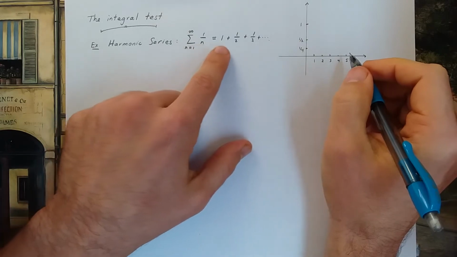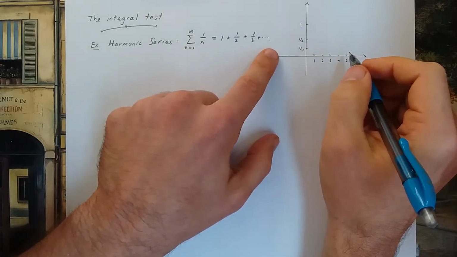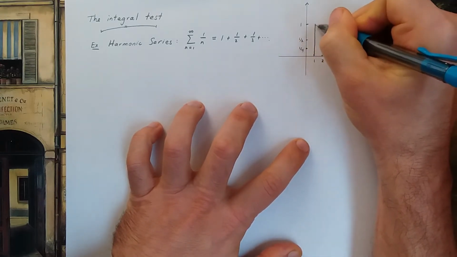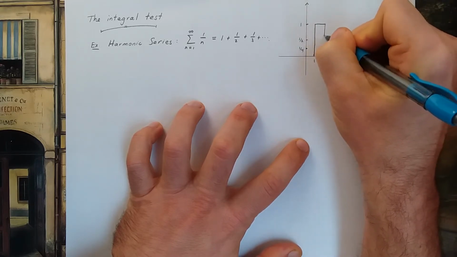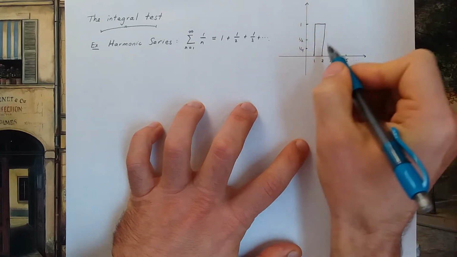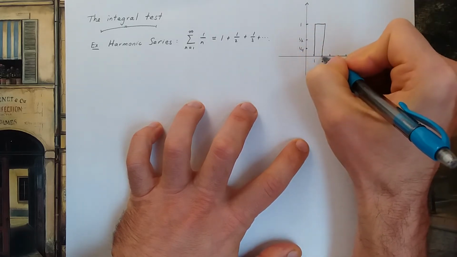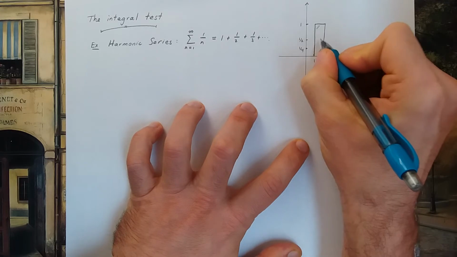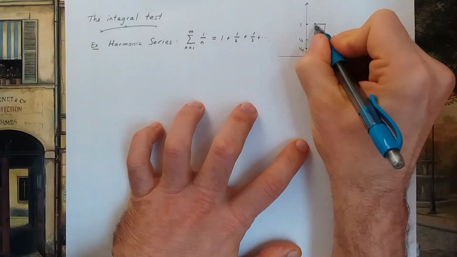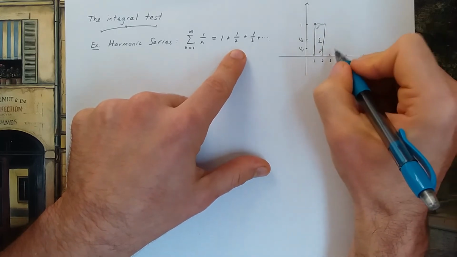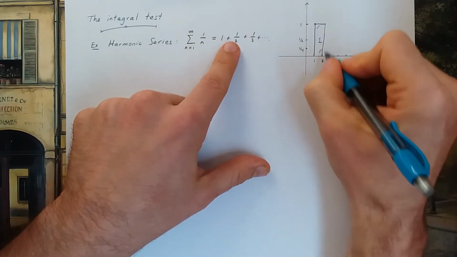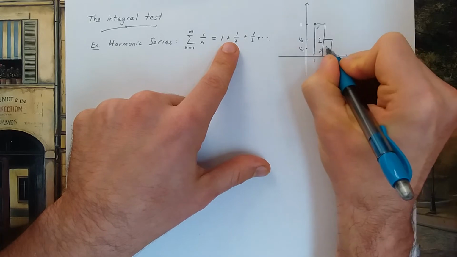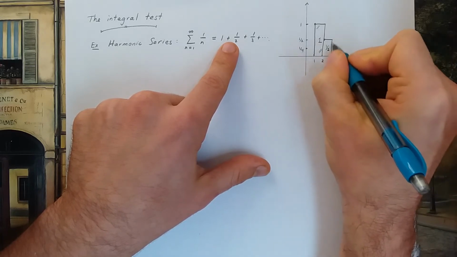I'm going to represent the terms in my harmonic series with areas of rectangles. So the first rectangle I'm going to draw is going to have height 1 and width 1. So my axes are scaled differently. It doesn't look like it, but this is actually a square. It has height 1 and width 1. So the area in this square is area 1. Next, I'm going to draw a rectangle of area 1/2. So I'm going to go height 1/2, and width 1 to give me area 1/2.